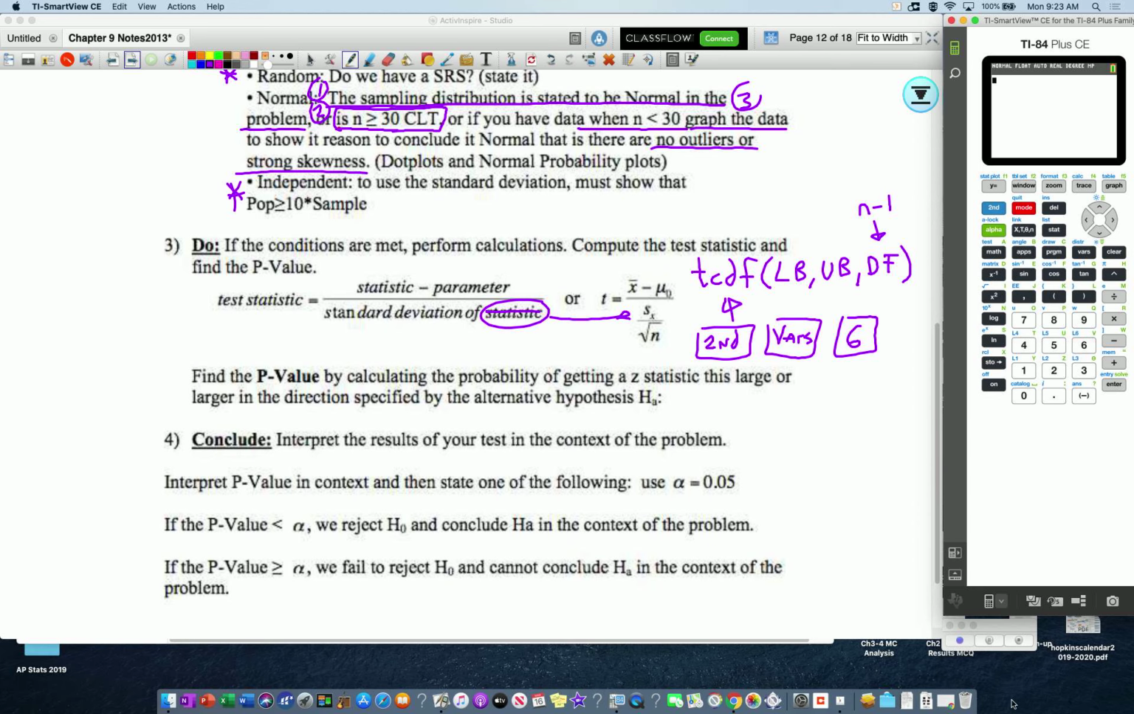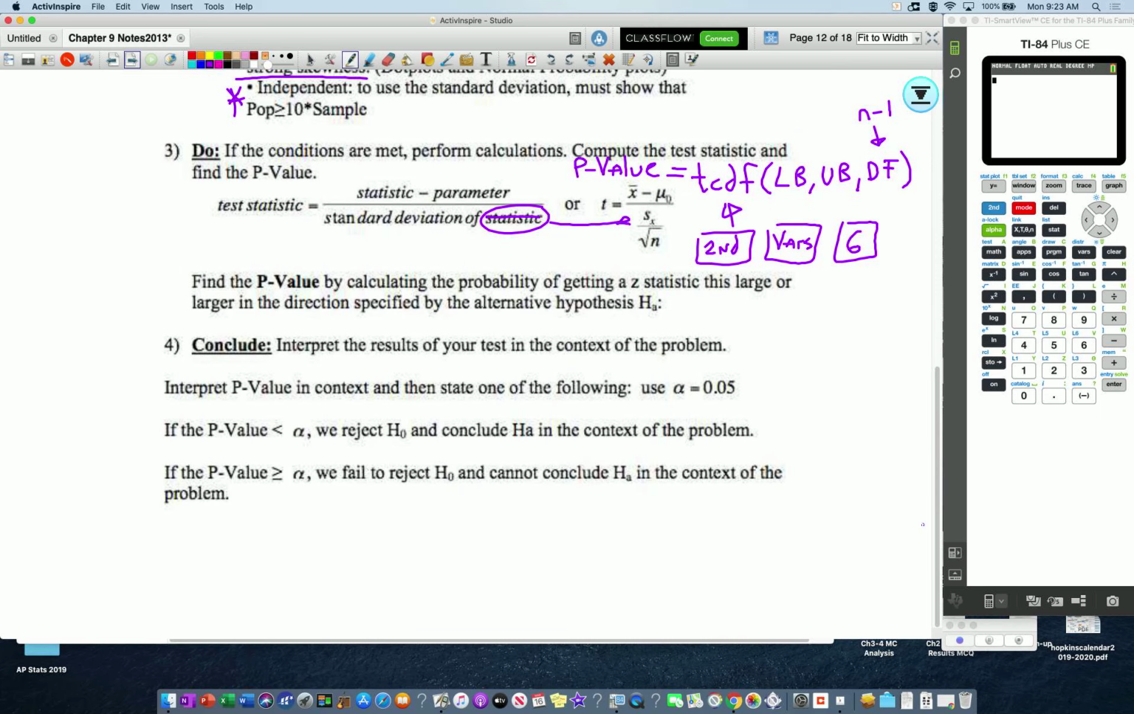That will help you get your p-value. Once you have that p-value, your conclusion has 3 steps. Interpret the p-value in context, determine whether or not you reject or fail to reject, and then number 3, what do you conclude? Do you conclude the alternative, or you can't conclude the alternative? You're starting to see a similar pattern as we do these problems throughout.